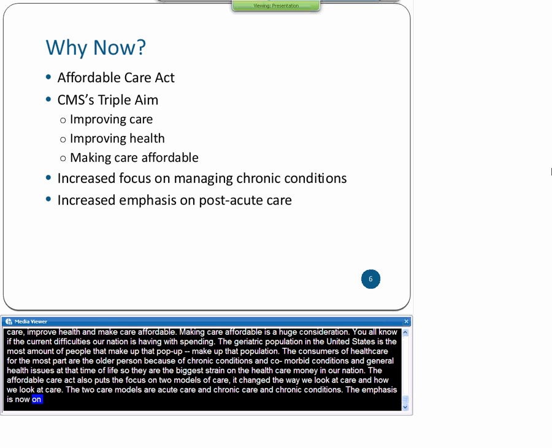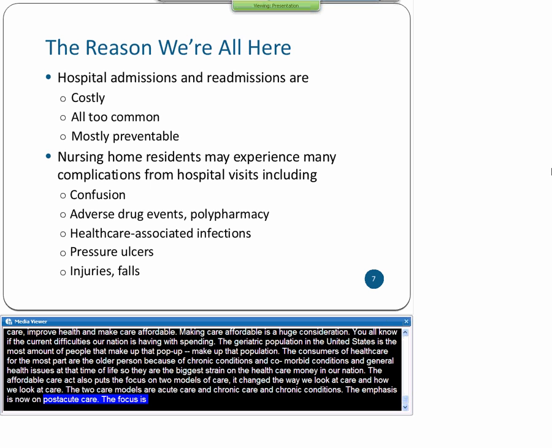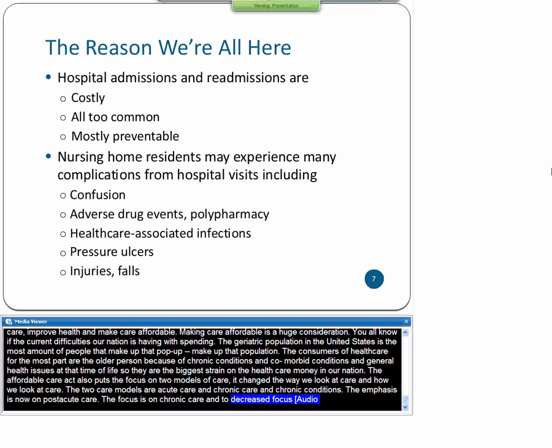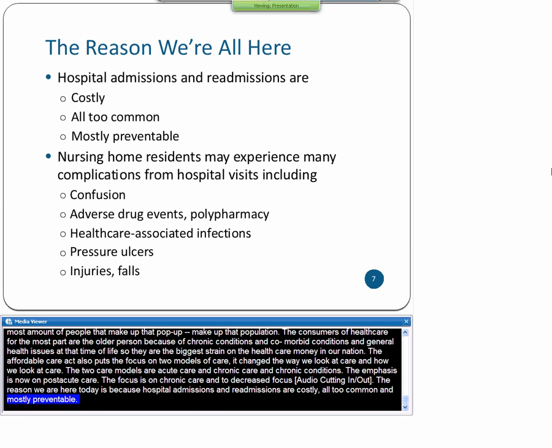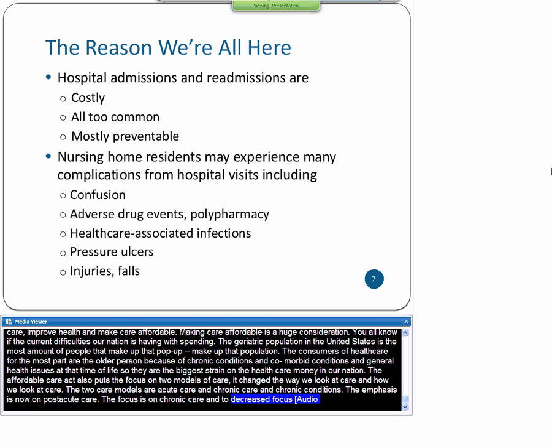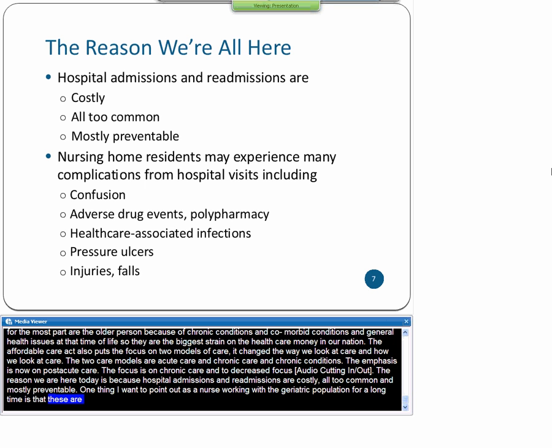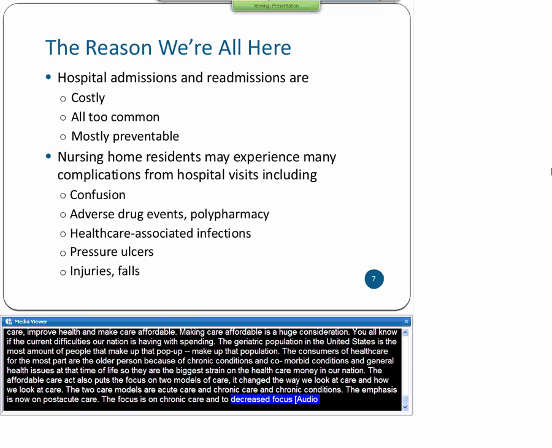The reason that we're all here today is because hospital admissions and readmissions are costly, all too common, and mostly preventable. And one thing that I really want to point out as a nurse, working with the geriatric population for a very long time, is that these are very, very important reasons, but the most important reason is that the quality of life of the older adults suffers immeasurably when they have hospitalization or frequent hospitalization because of a chronic condition.